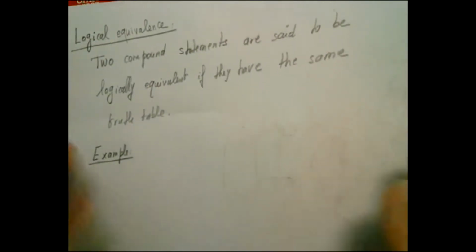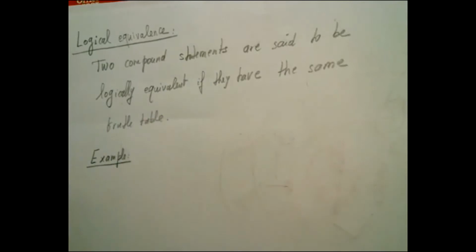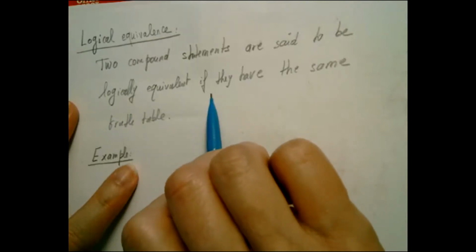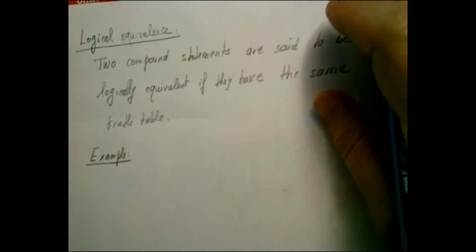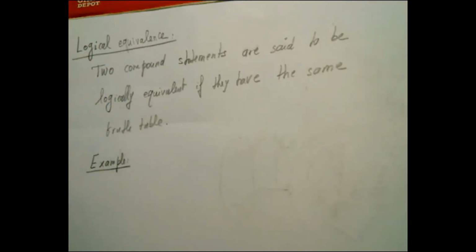Give me 1 second and let's start. So, logical equivalence. Two compound statements, meaning statements obtained by combining other statements, are said to be logically equivalent if they have the same truth table. So let us take some examples and proceed.